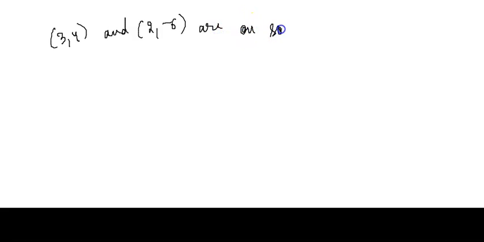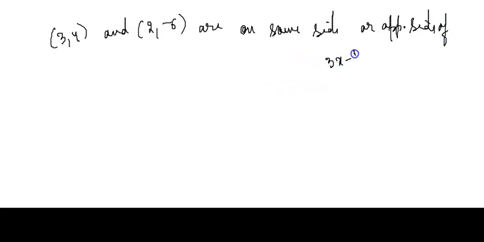Now let's get back to the point which we want to discuss today. My question to you is, you have to check whether these 2 points (3, 4) and (2, minus 6) are on the same side or opposite side of this line. The line is 3x minus 4y is equal to 8. You have to check whether these points lie on the same side of this line or on opposite sides. How to proceed with this question?